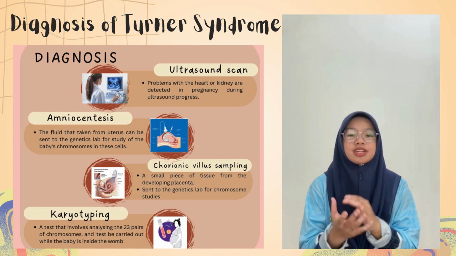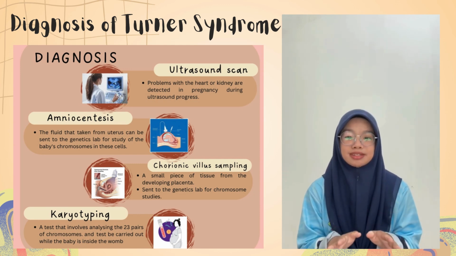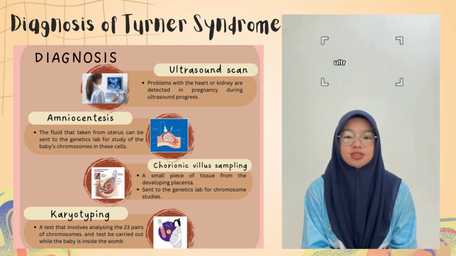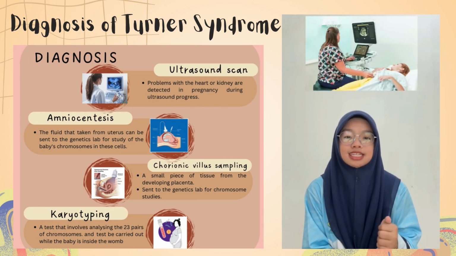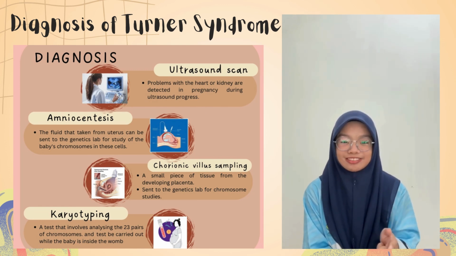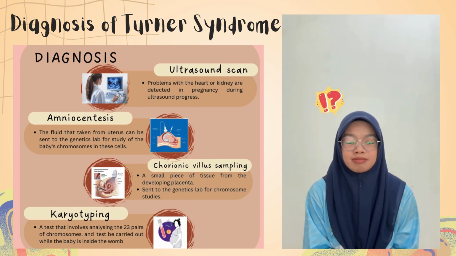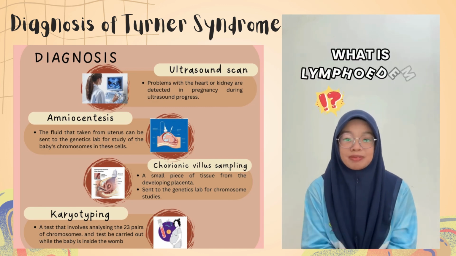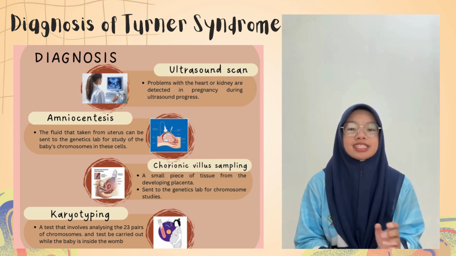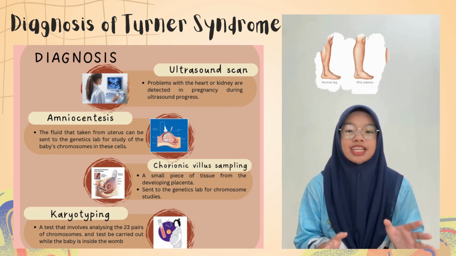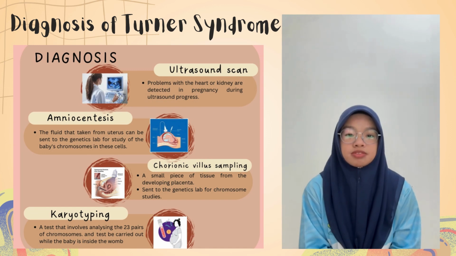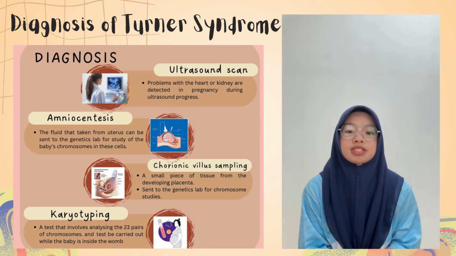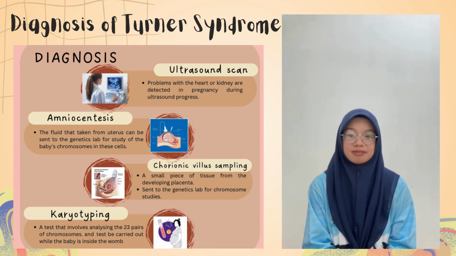Firstly, during pregnancy, Turner syndrome may be suspected if a routine ultrasound scan reveals abnormalities such as heart or kidney issues or lymphoedema. What is lymphoedema? Lymphoedema is a condition that causes swelling in the body tissue that can affect unborn babies with Turner syndrome and may be visible on an ultrasound scan.